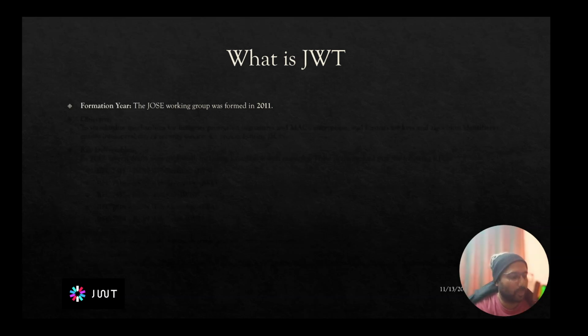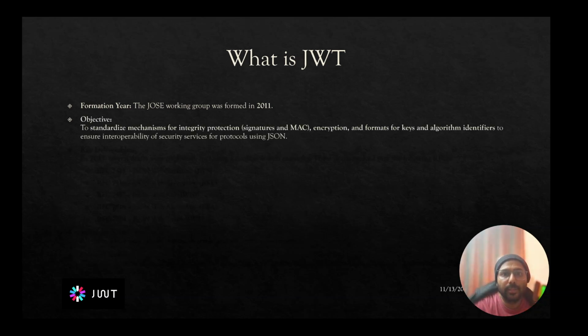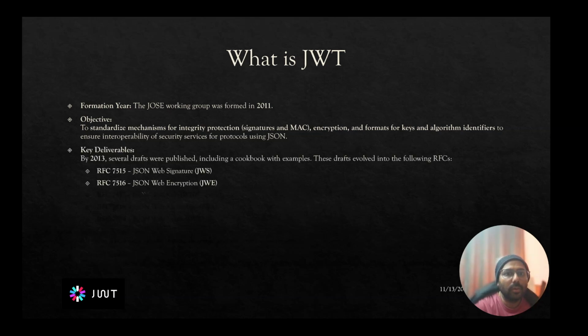JOSE, the JSON Object Signing and Encryption working group. This group was created for creating JWT standards, to standardize mechanisms for integrity protection, signatures, MAC, encryption, and formats for key and algorithm identifiers, to ensure interoperability of secure services for protocols using JSON. So this was a group that had the task of designing protocols for JWT, and not only JWT, there are other protocols.